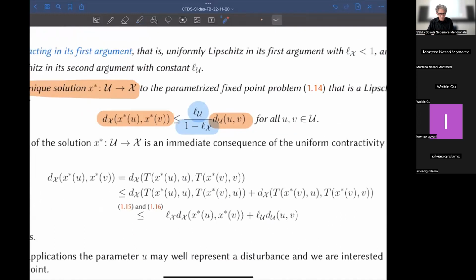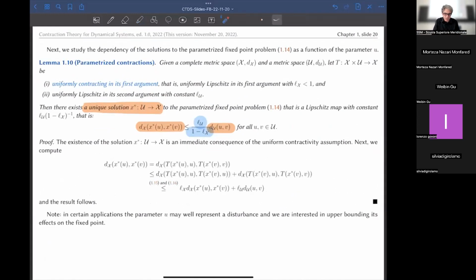Fine. And again, let me just repeat it. I think I did say it, but I am requiring uniform Lipschitzness, with contractivity in the first argument, and uniform Lipschitzness in the second argument. So I have Lx and Lu, with Lx less than 1. Parametrized.